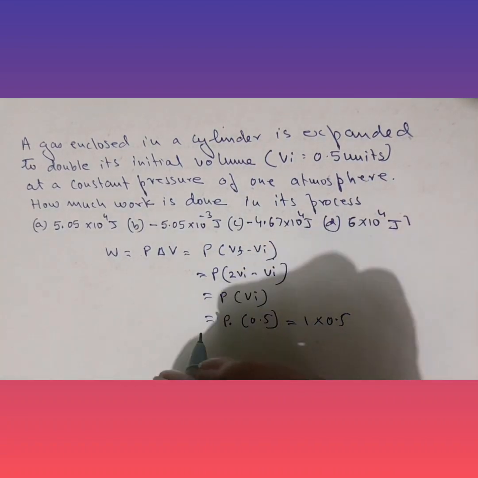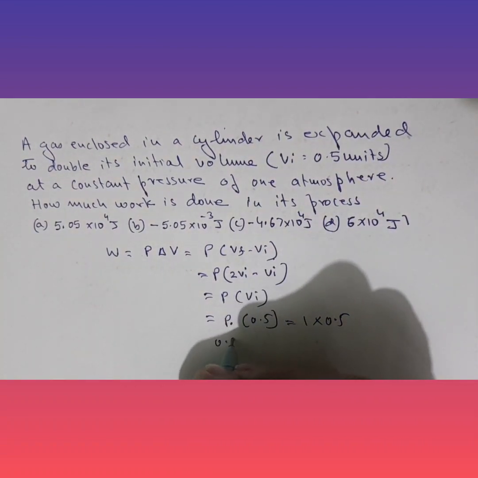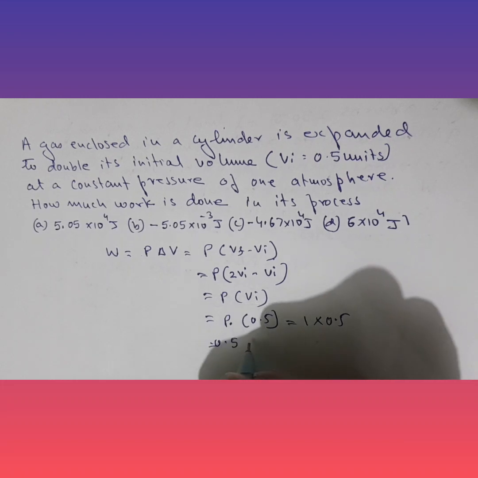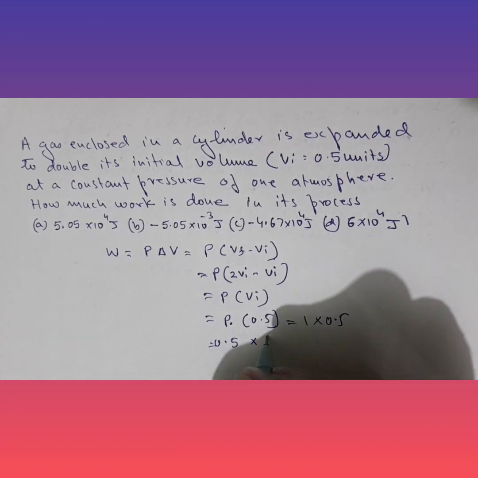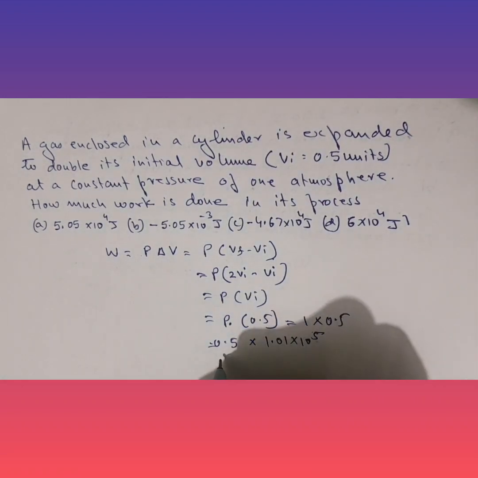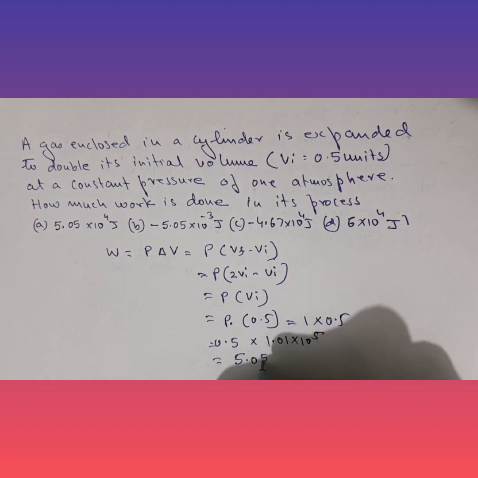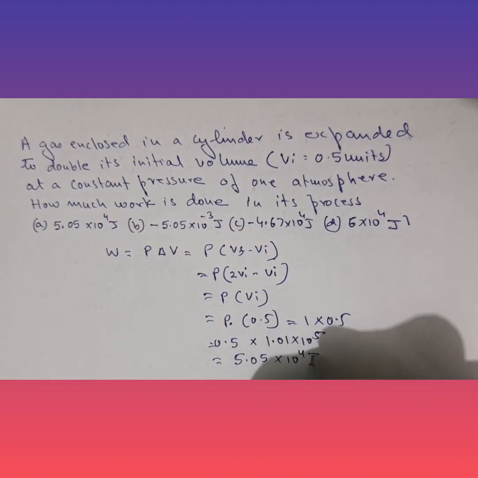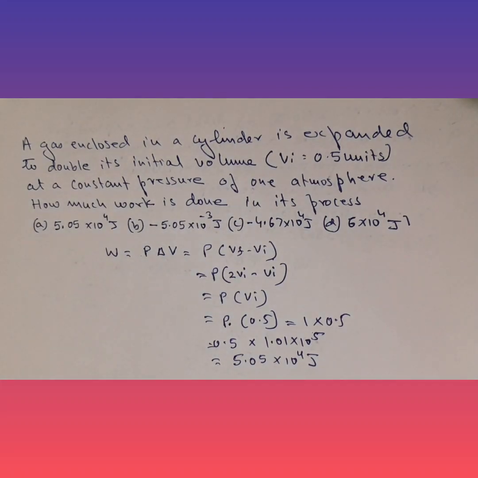So it would be 0.5 into 1.01 into 10 raised to 5. That would come to 5.05 into 10 raised to 4 joules. Alright, so this was conversion factors.